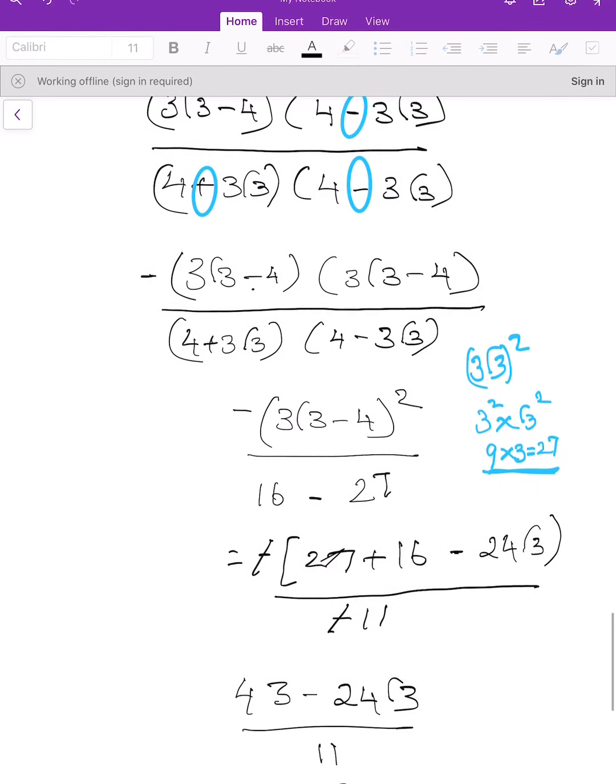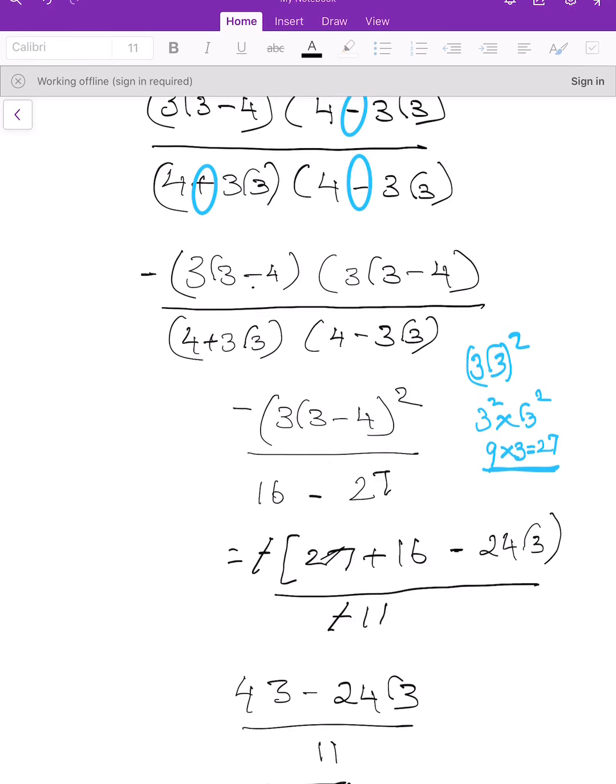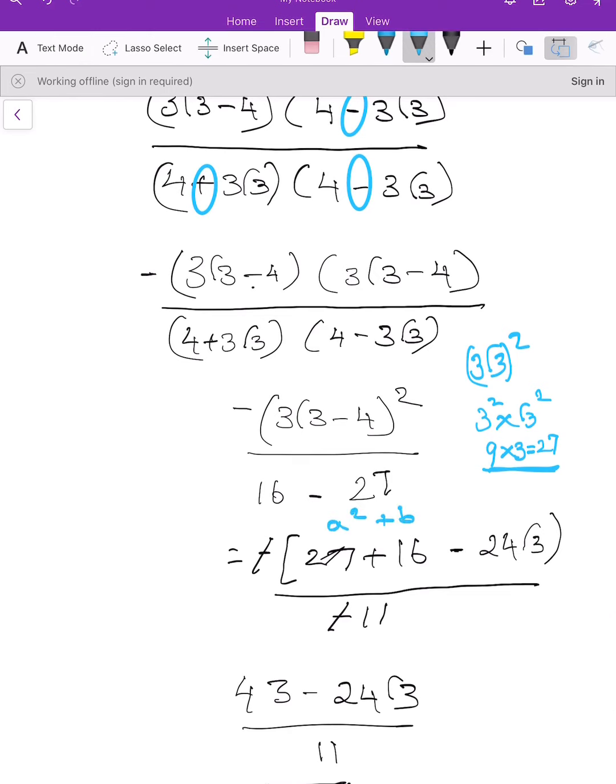Now it is a minus b the whole square. The formula is a square plus b square minus 2ab. This is in the form of a minus b the whole square, so I'm writing a square plus b square minus 2ab. This minus I'm writing as it is, a square 27. I showed you how to do 3 root 3 the whole square. 4 square we know is 16.